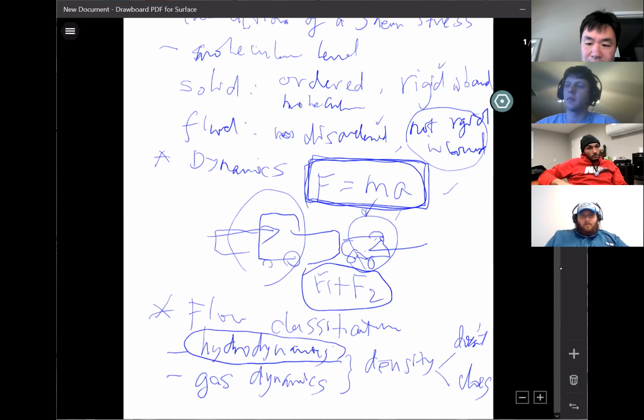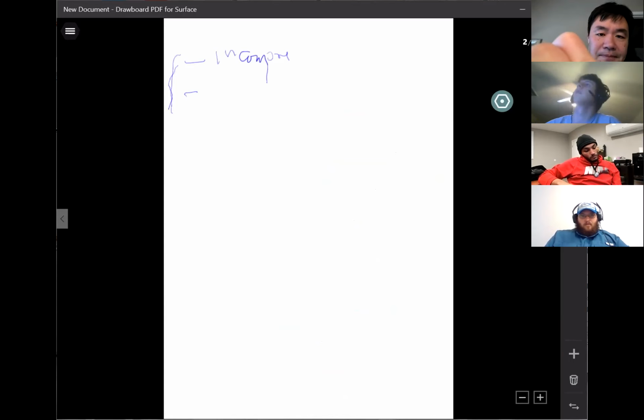Okay. Let's turn to the next page. Similarly to hydrodynamics and gas dynamics, we can now call them incompressible fluid and compressible fluid.